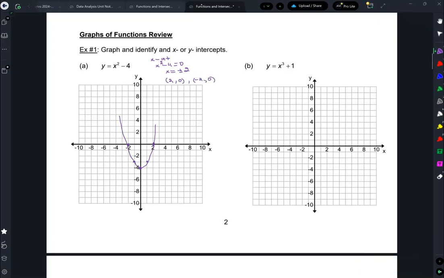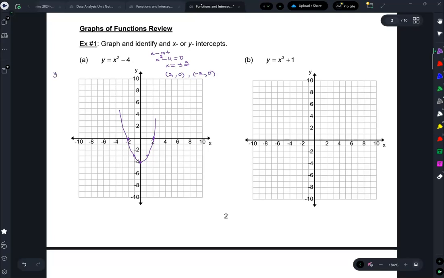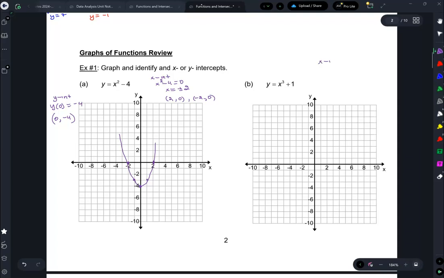Okay? And then for the y-intercept, it's just y of 0, and that's negative 4, so 0, negative 4. Yes? Okay, so here we go. For this one, x-intercept, x cubed plus 1 equals 0, x is minus 1. That's how quick it should be. Y-intercept is 1, right? So y-intercept is 1, x-intercept is negative 1, and then we know that this is how this looks, right?